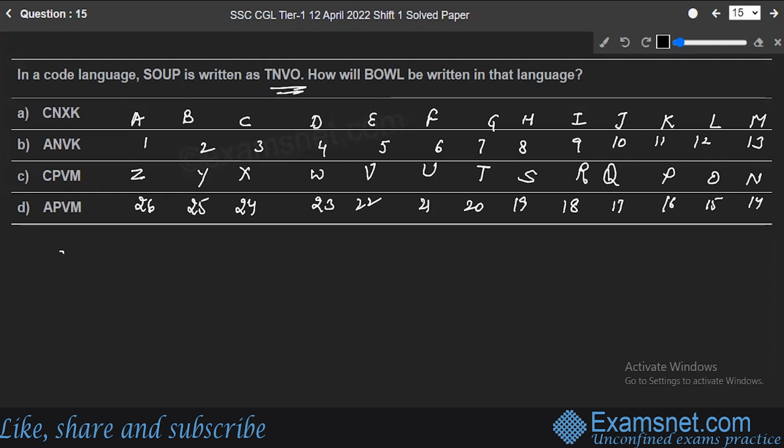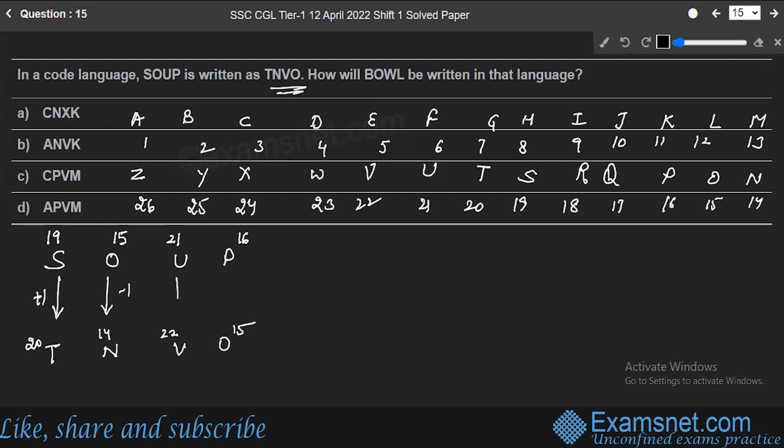So let's write down soup first. S-O-U-P. It's written as T-N-V-O. Let's write down the place numbers of all of these alphabets. S is at position 19, O is at 15, U is at 21, P is at 16. Alphabet T is at position 20, N is at 14, V is at 22, and O is at 15. Okay, see, from 19 to 20, it's plus 1, 15 to 14 minus 1, 21 to 22 plus 1, 16 to 15 minus 1.